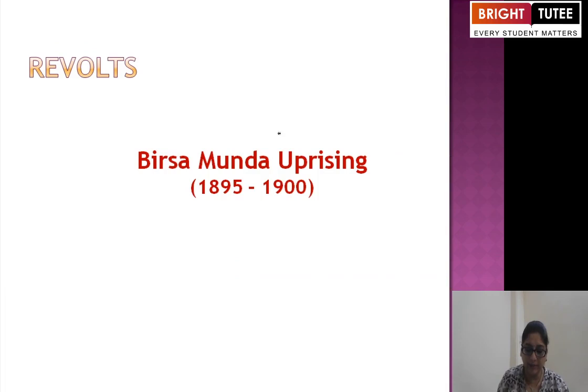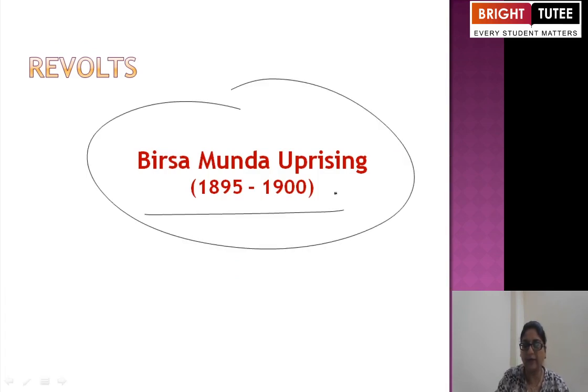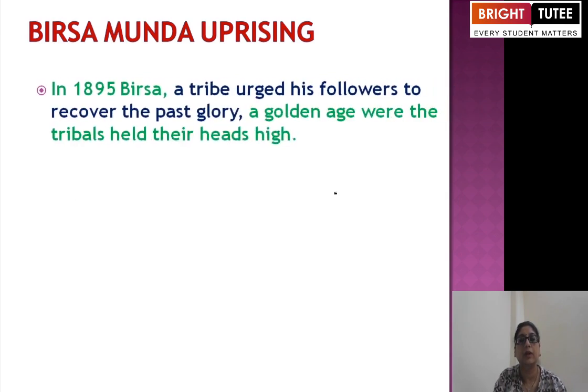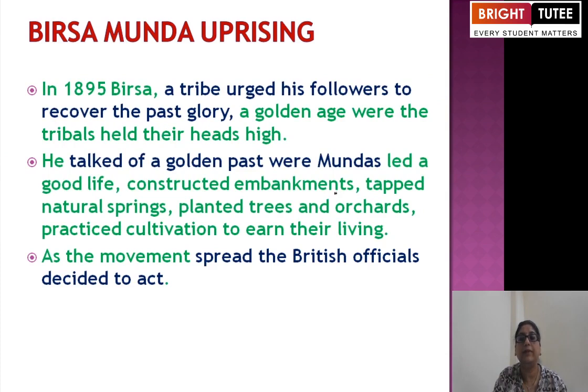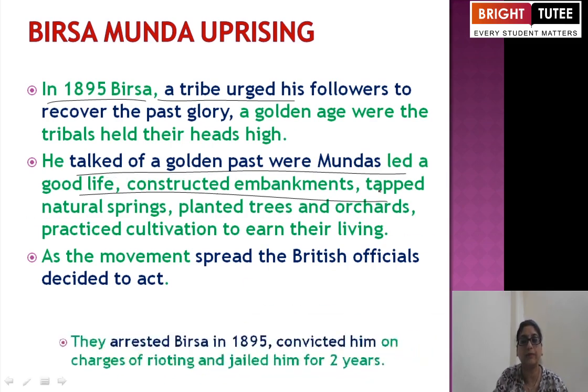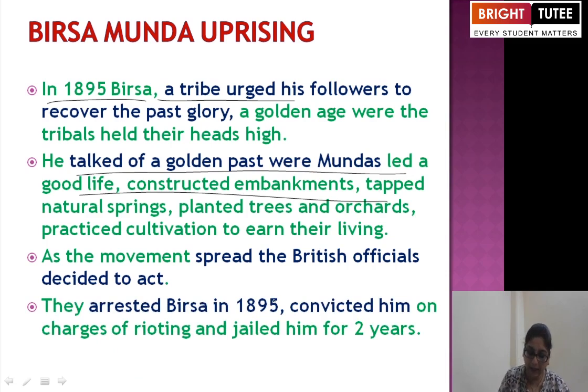Next revolt is the Birsa Munda Uprising, 1895 to 1900. Now, if we talk about the Birsa Munda uprising, in 1895, Birsa urged his followers to recover the past glory. He talked of a golden past for Mundas, who led a good life, constructed embankments, and tapped natural springs. As the movement spread, the British officials decided to act. They arrested Birsa in 1895, convicted him on charges of rioting, and jailed him for 2 years.